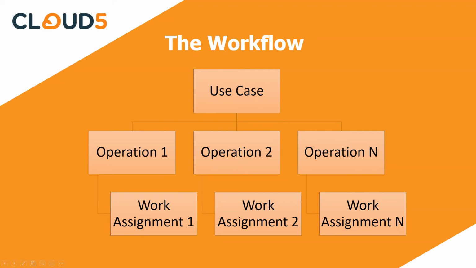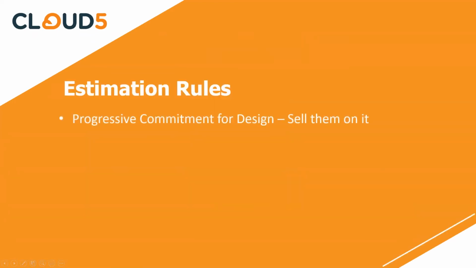In fact, just by going from requirement to operation, what did we just do? Not only did we come up with a plan on how we're going to assign the work to developers, but we can also come up with some estimation rules. Number one, progressive commitment for design. I've got these operations, or I need to come up with these operations, or I need to do a model. Guys, this cannot be fixed price. Let's go on a progressive commitment where we go with you on a time and material engagement until we come up with a design or a preliminary design that we can build on.